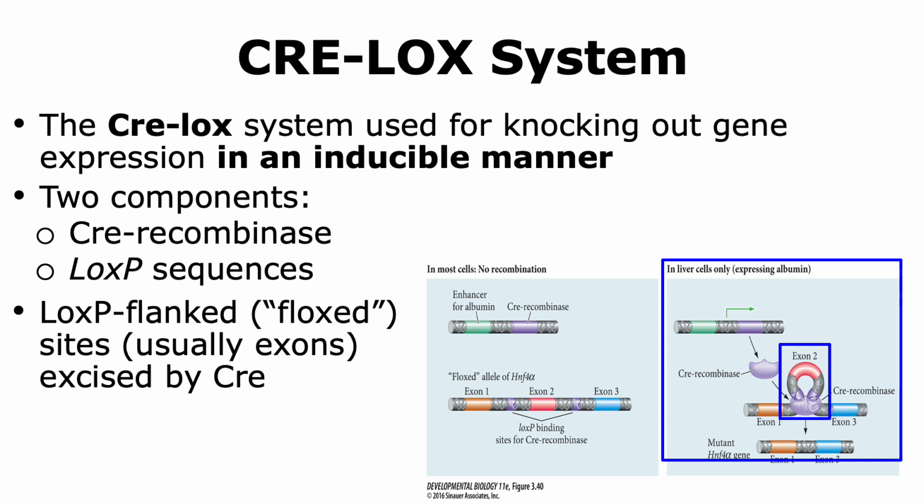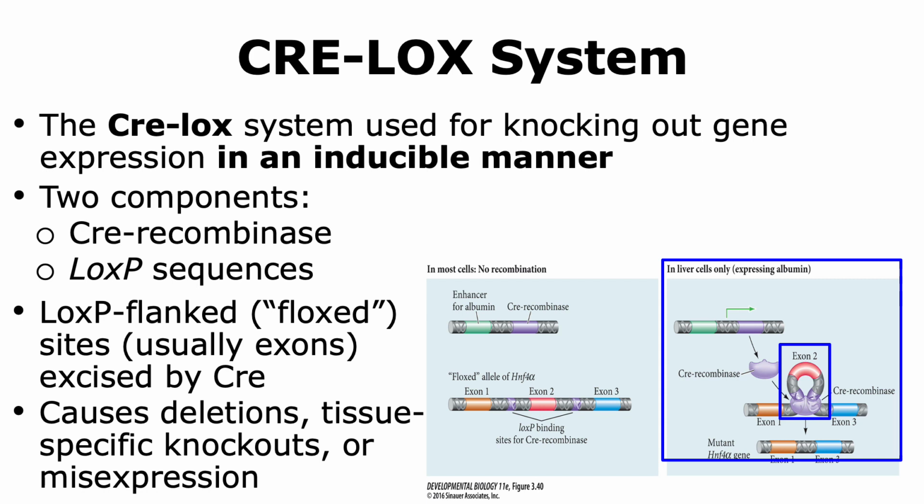When the CRE recombinase is expressed, it is able to bind to the LOXP sites, and it forms this looped structure as shown. Now, depending on the orientation of the LOXP sites, we can have a deletion, which is what we are seeing in this example. In other cases, the orientation of the LOXP sites can also facilitate the insertion of DNA sequences. Thus, the CRE-LOX system can cause deletions, tissue-specific knockouts, or even misexpression of genes.